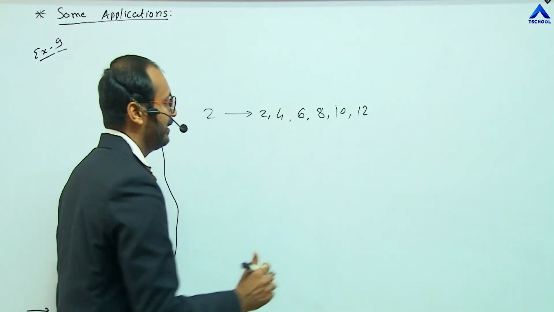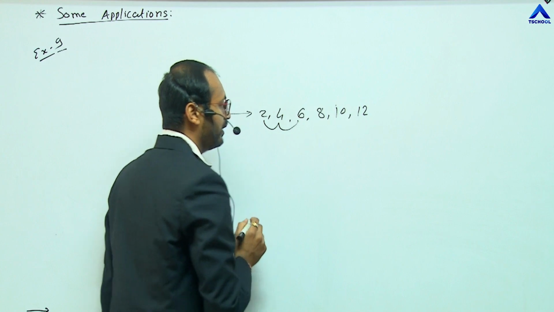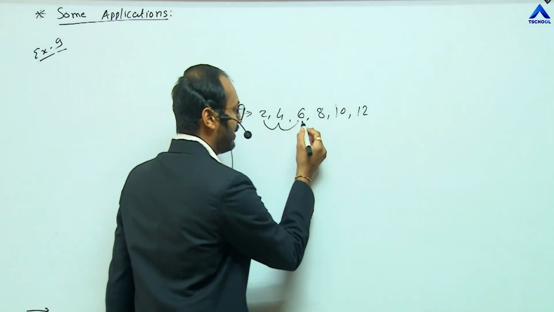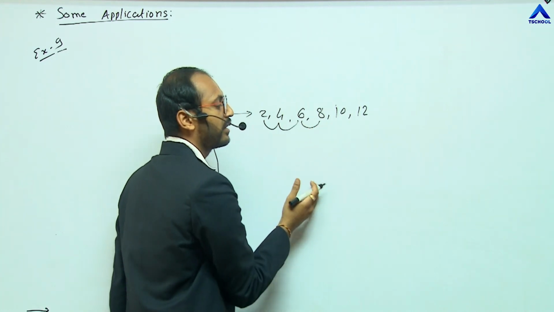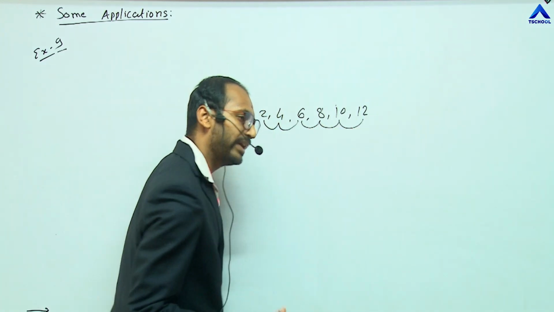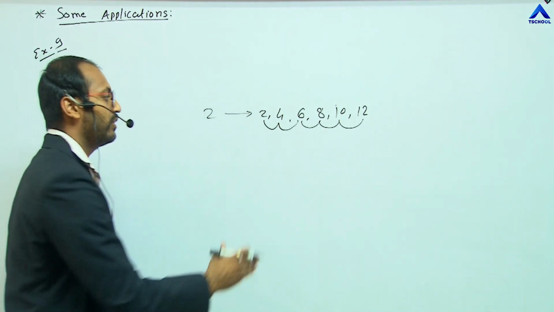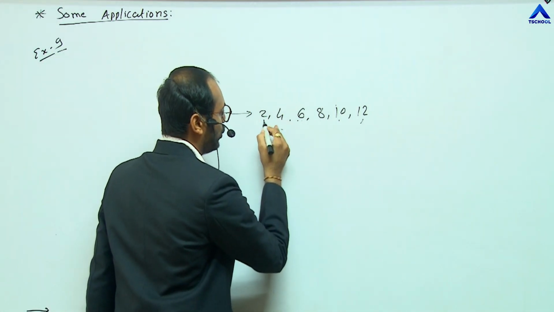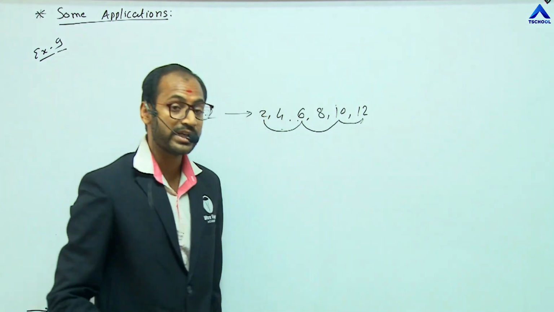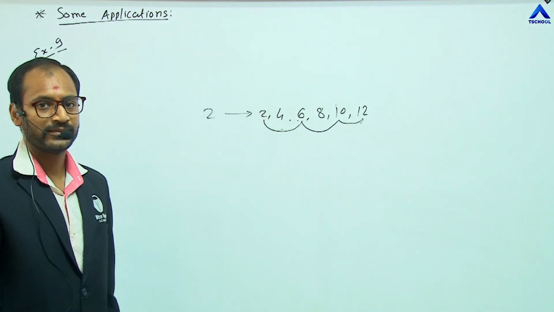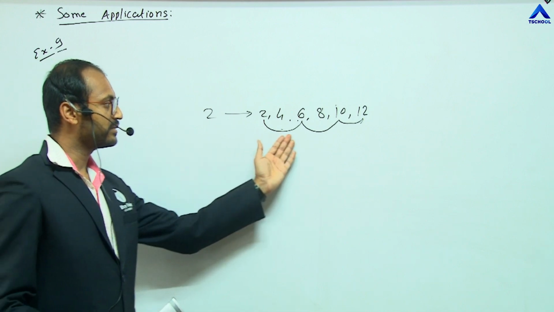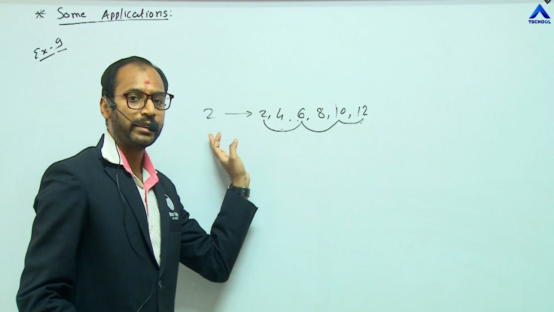Clear? And these 3 are called consecutive multiples of 2. Any of these are called consecutive multiples. These four are also consecutive multiples of 2. But we cannot consider 2, 6 and 10, then 12. These are not consecutive multiples. So consecutive means the continuous multiples of any number.